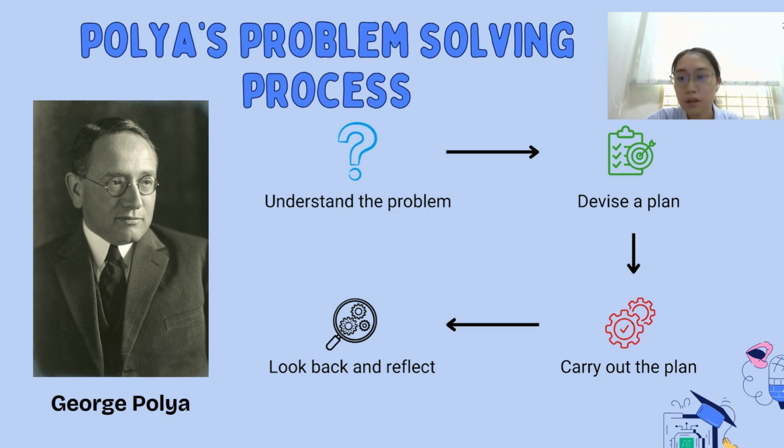So the last step of the Polya problem-solving process is to look back. After finding a solution, we should review our results to confirm they make sense and the problem is completely solved. We can generalize the solution by considering how the same strategy might apply to other similar problems in the future.